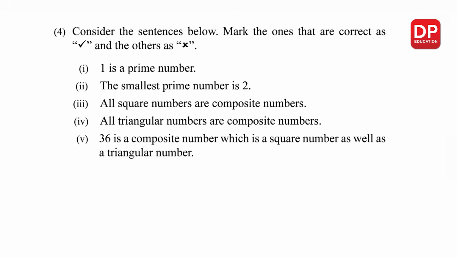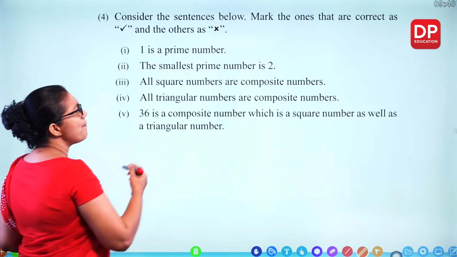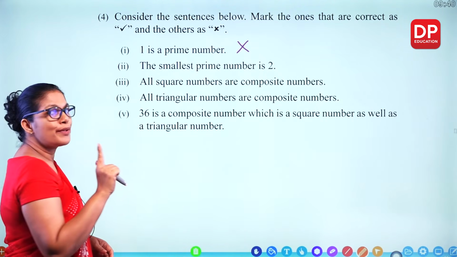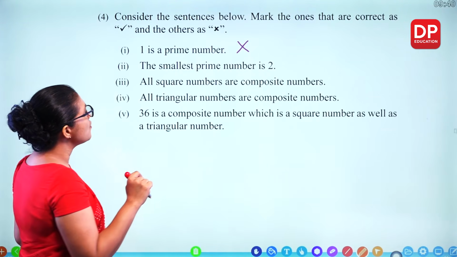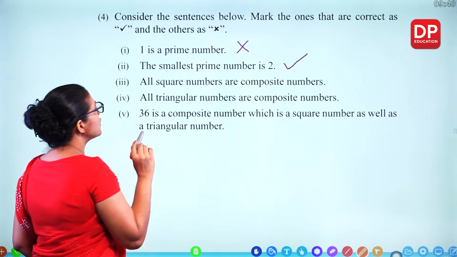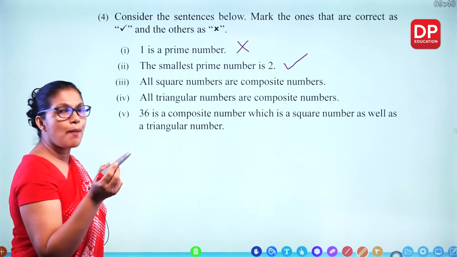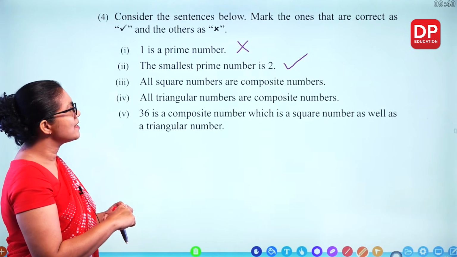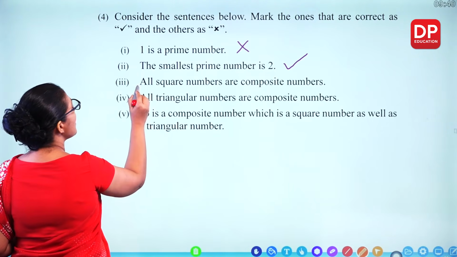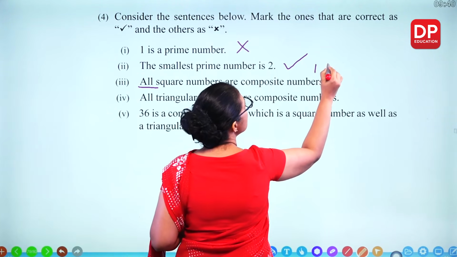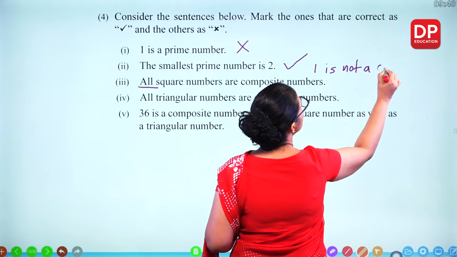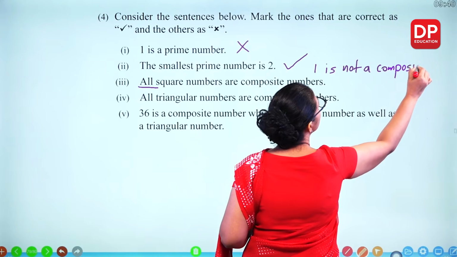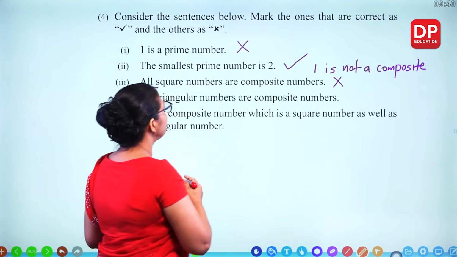Question number 4. Consider the sentences below. Mark the ones that are correct with a correct sign and the others as wrong. 1 is a prime number. No. 2 is the lowest prime number. The smallest prime number is 2. That's correct. All square numbers are composite numbers. 1. 1 is not a composite number. We can't say all square numbers are composite because 1 is not composite. So that statement is wrong.